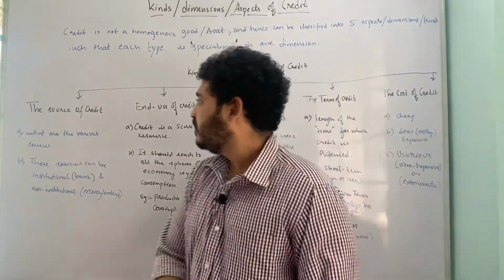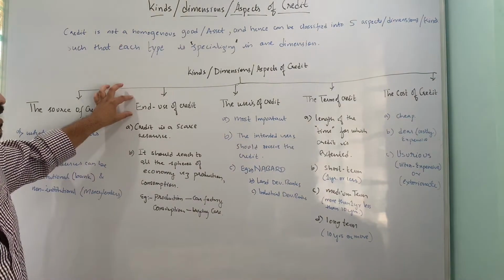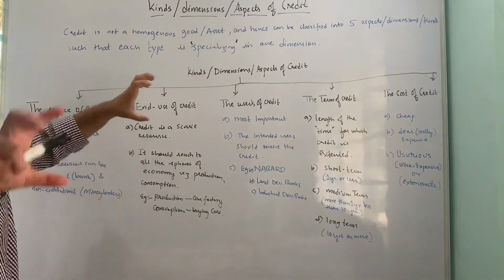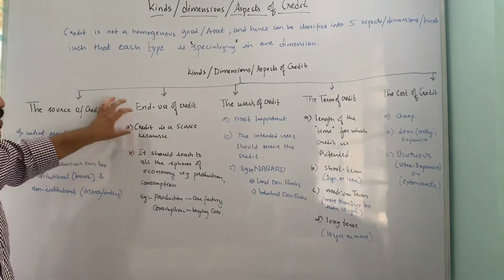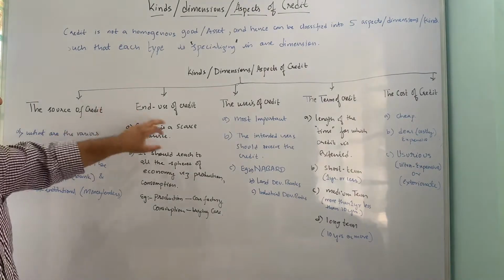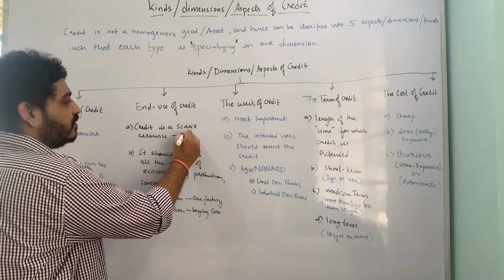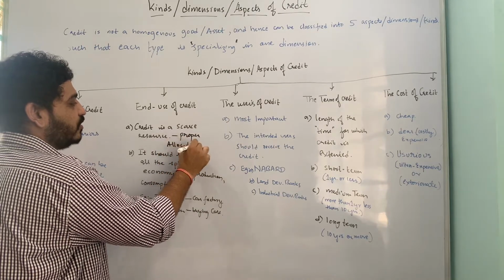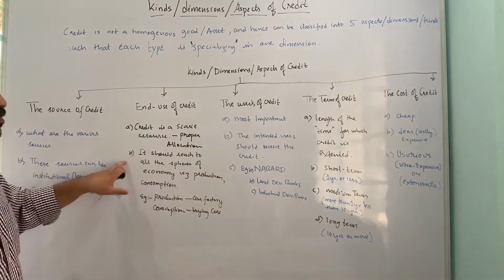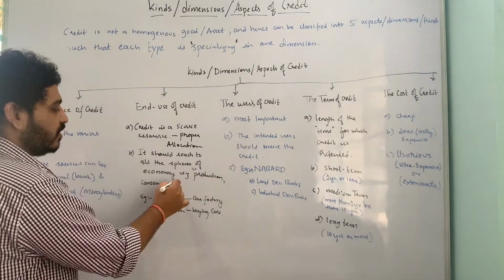Next we have the end use of the credit. Now the end use of the credit can be understood with respect to two important broader concepts, but to look into that, we should know that credit is a scarce resource, and therefore you have to make sure that there is a proper allocation of it. So credit should reach the spheres of the economy via production and consumption.